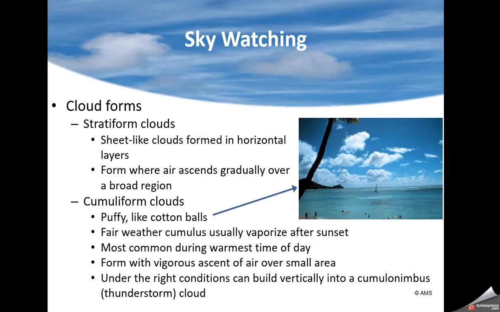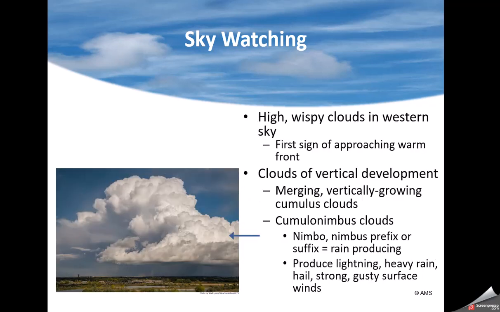So the air is ascending pretty gradually over a large area. Cumuliform clouds, kind of puffy. They look like cotton balls. I kind of like watching them because they're always changing shape. And sometimes cumulus clouds come together and form cumulonimbus clouds.